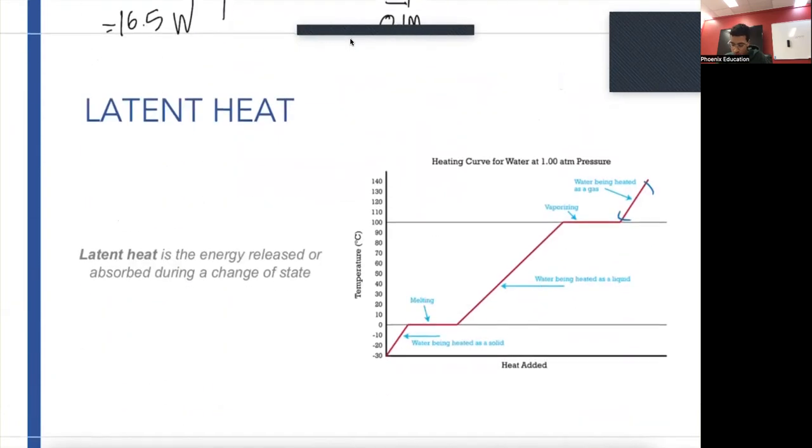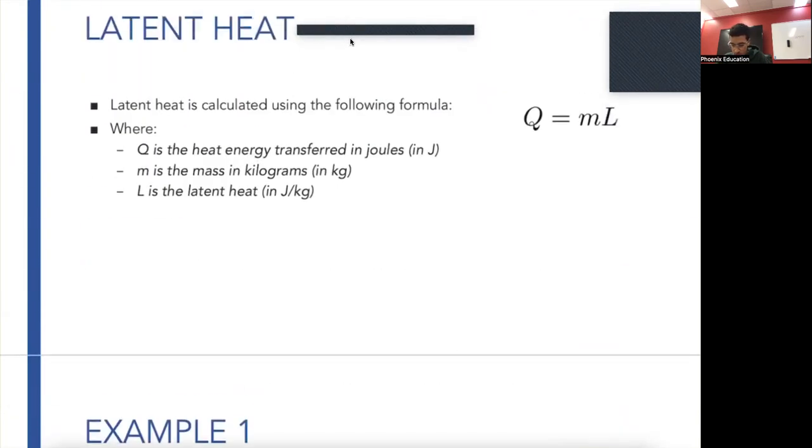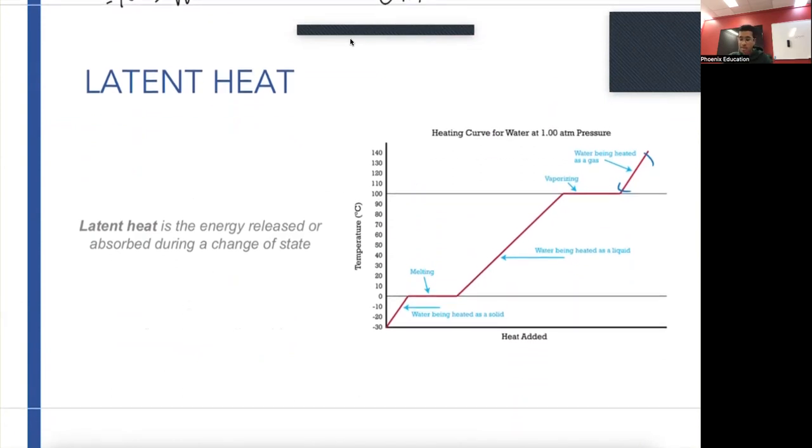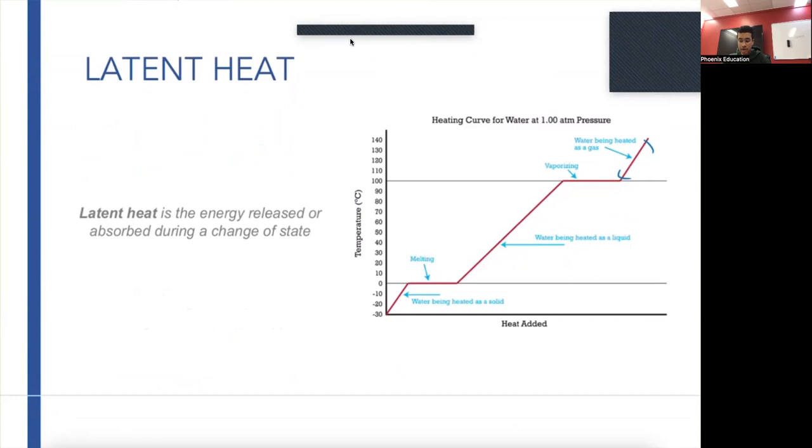All right, we'll go into latent heat. Basically, latent heat describes the amount of energy absorbed or released during a state change. A state change is when an object goes from a solid to a liquid, or a liquid to a gas, or vice versa when it's going backwards. And if you notice in the graph, the temperature stays constant as heat is being added.